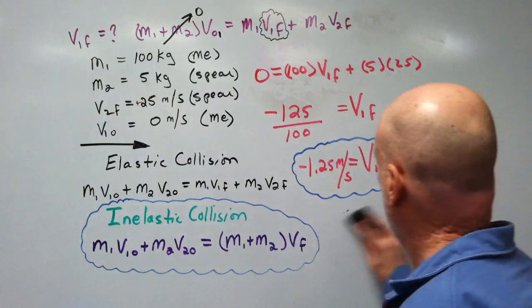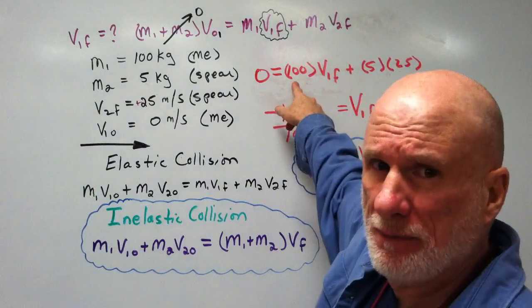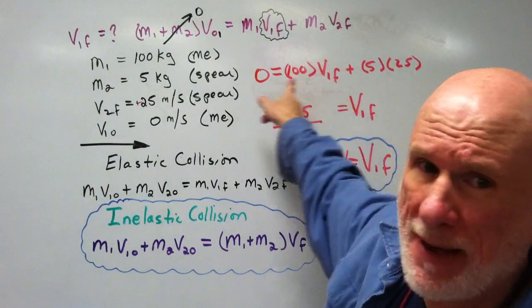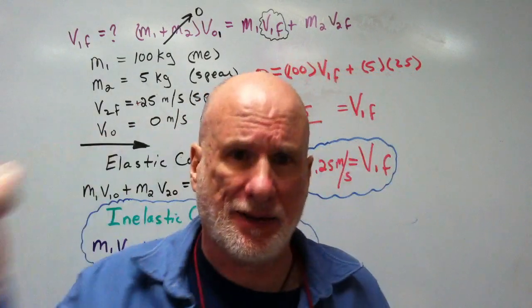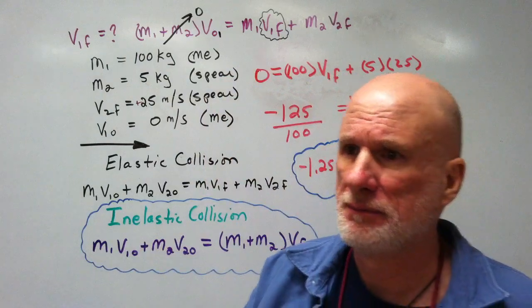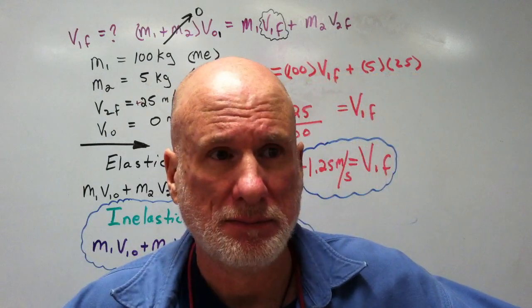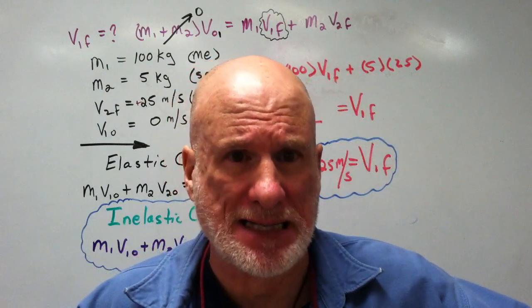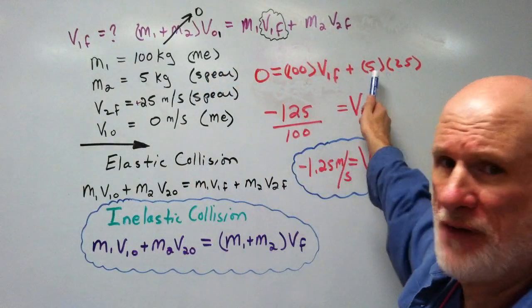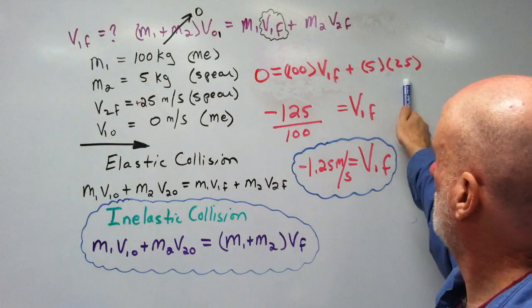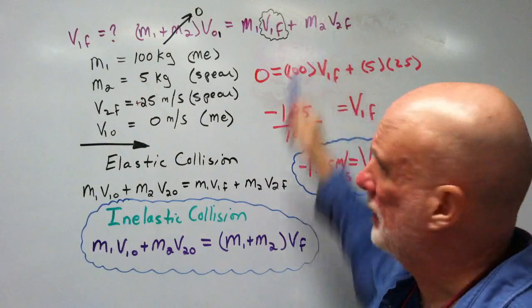So, this is me. That's going to be my final velocity. So, you can predict I'm going to be negative. Okay. We said the spear is going to be positive direction. 5 kilogram spear, 25 meters per second, MV.